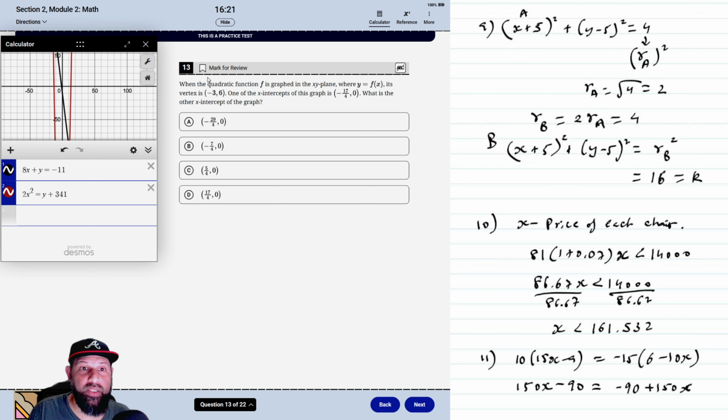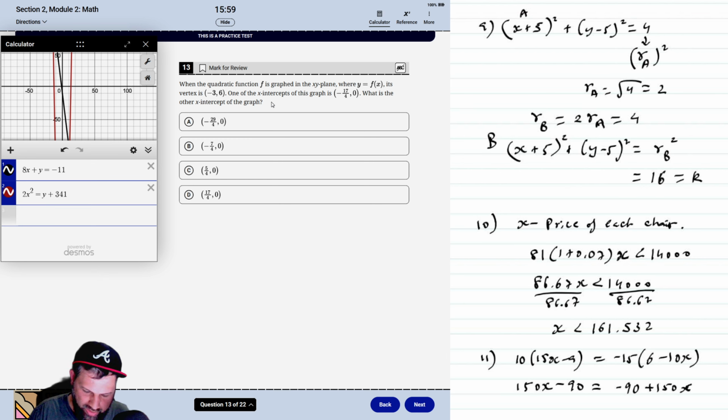13. We have a quadratic function f, which is graphed in the xy plane, where y equals f of x. Its vertex is (-3, 6). And one of the intercepts of this graph is (-17/4, 0). What is the other x-intercept of the graph?